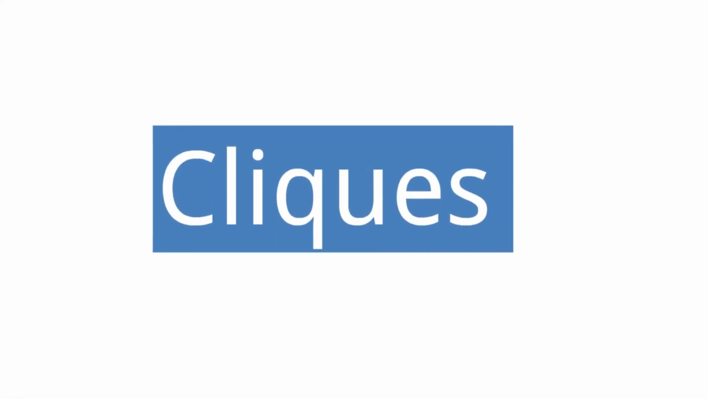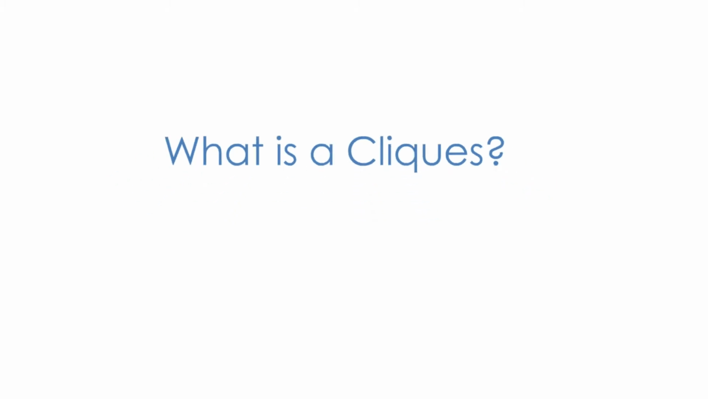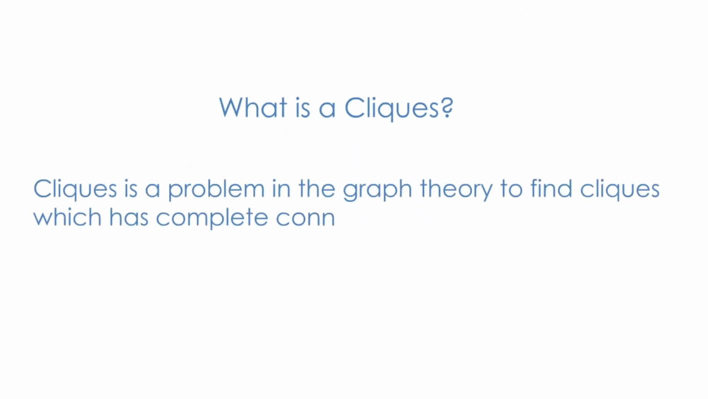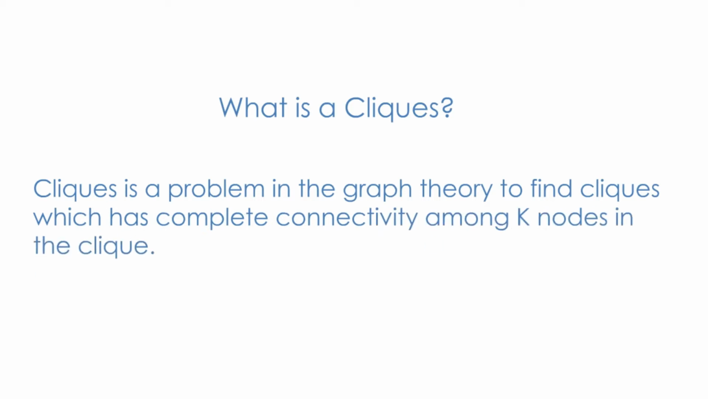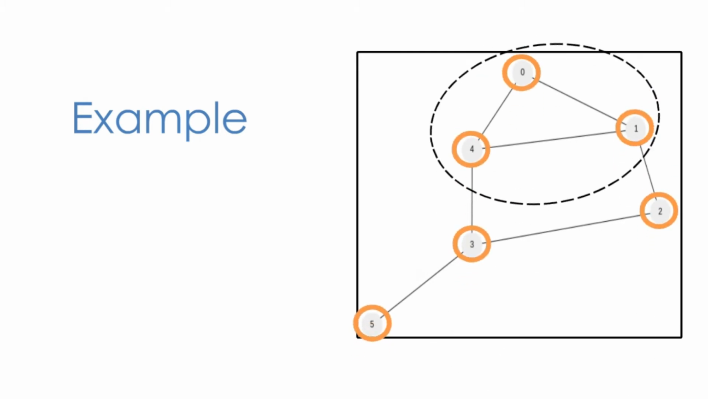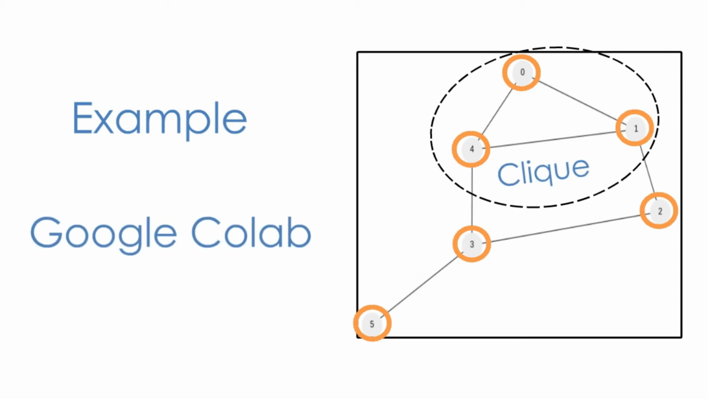In this tutorial, we are going to learn about cliques, and how to find a clique in a graph. What is a clique? Clique is a problem in graph theory to find cliques which have complete connectivity among k nodes. For example, this is a simple network graph with 6 nodes connected with one another, and now let's find the clique 3 from the 6-node network graph using Google Colab.